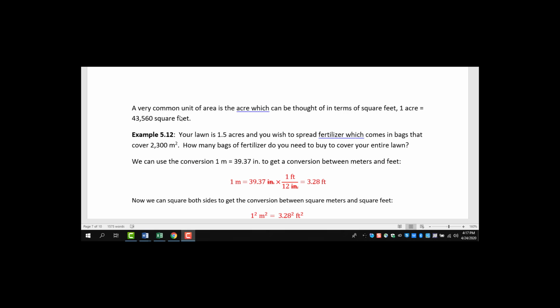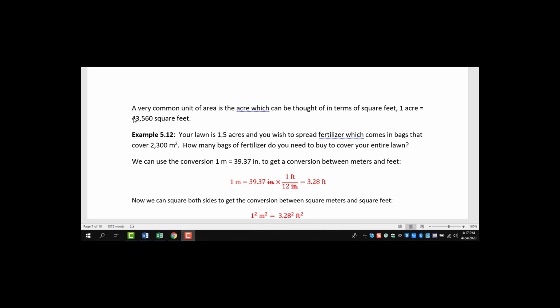So here's another way in which we use area. A very common unit of area is an acre, which can be thought of in terms of square feet. 1 acre is 43,560 square feet. Your lawn is 1.5 acres and you wish to spread fertilizer, which comes in bags that cover 2,300 square meters. How many bags of fertilizer do you need to buy to cover your entire lawn?